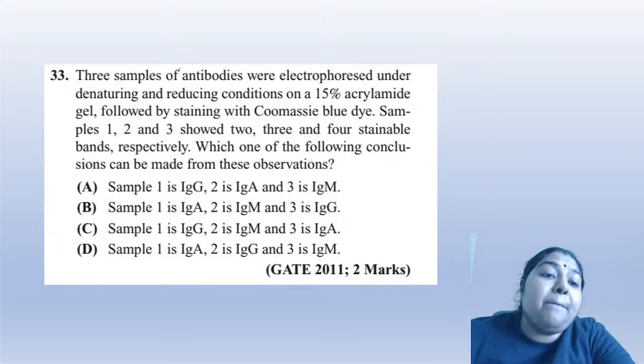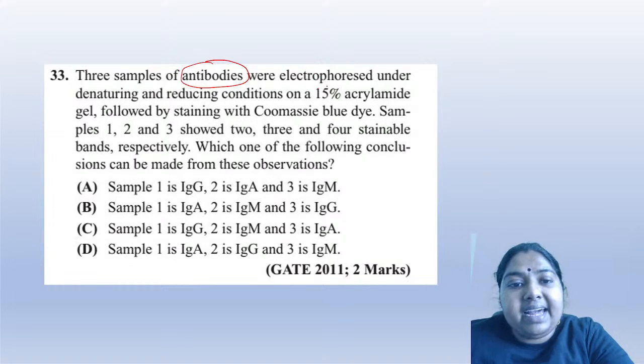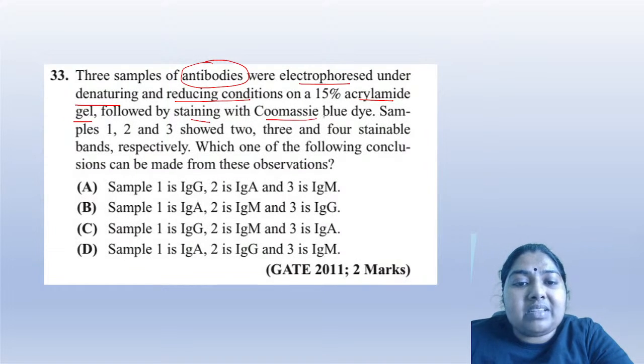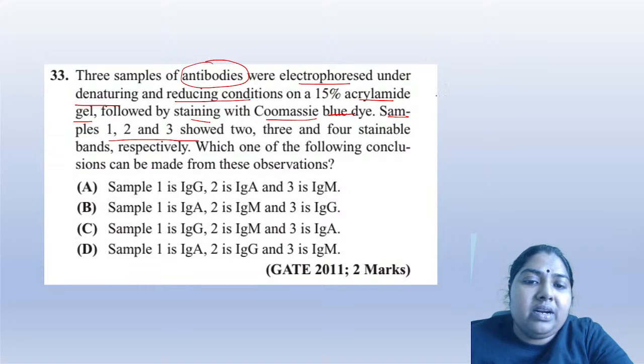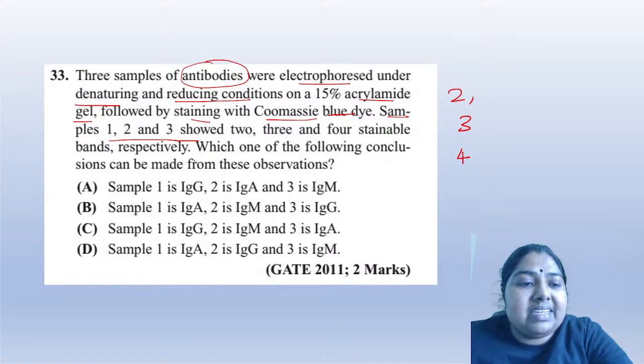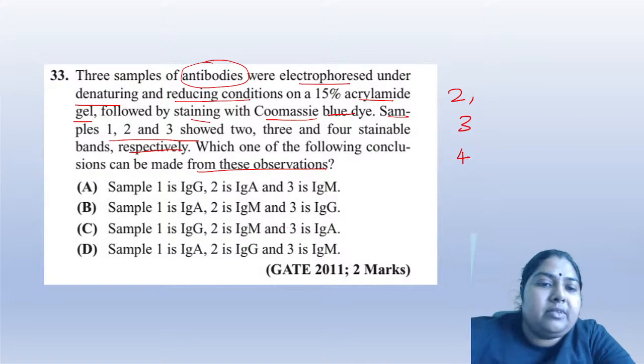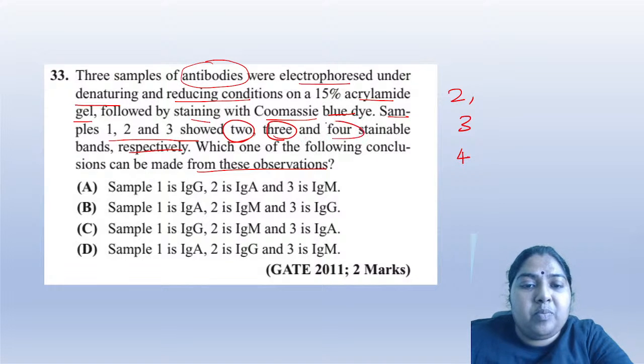All right. Samples of antibodies were electrophoresed under denaturing and reducing conditions on an acrylamide gel, followed by staining with Coomassie blue dye. Samples 1, 2, 3 showed 2, 3 and 4 bands respectively. Which one of the following can be made from these observations? Sample 1 is IgG, 2 is IgA, 3 is IgM, or which could be the correct answer?